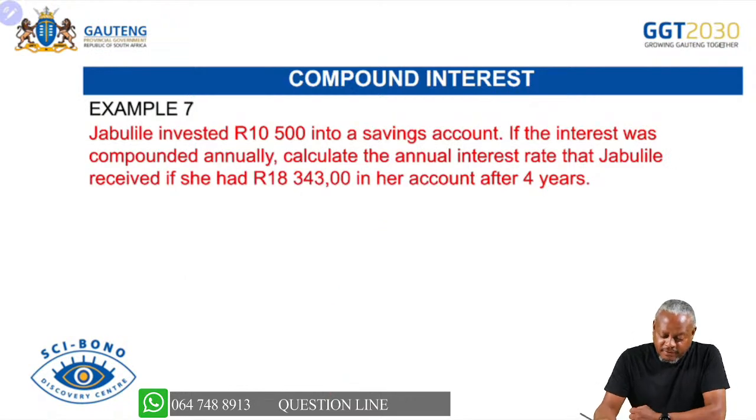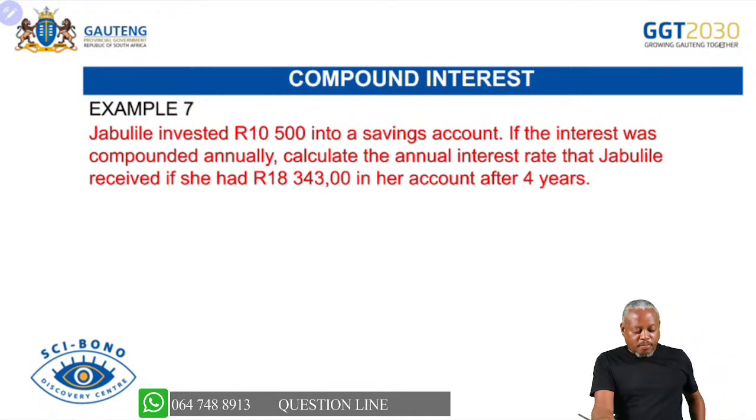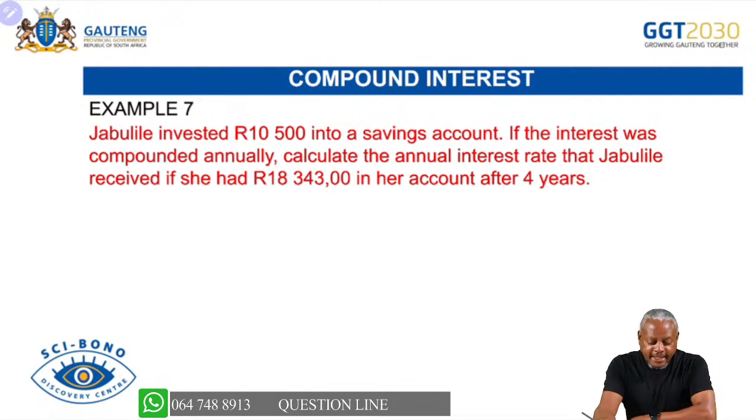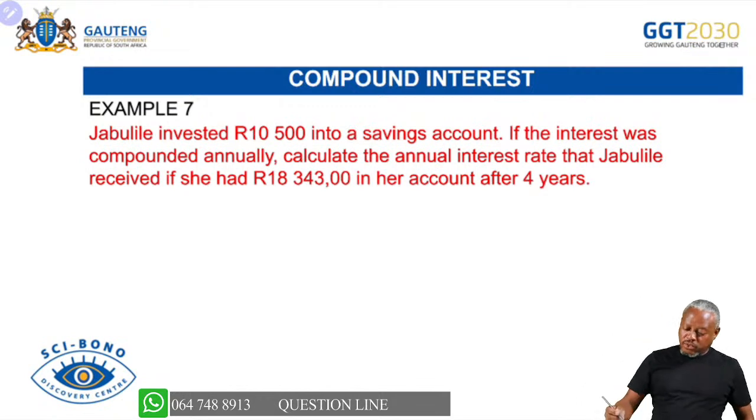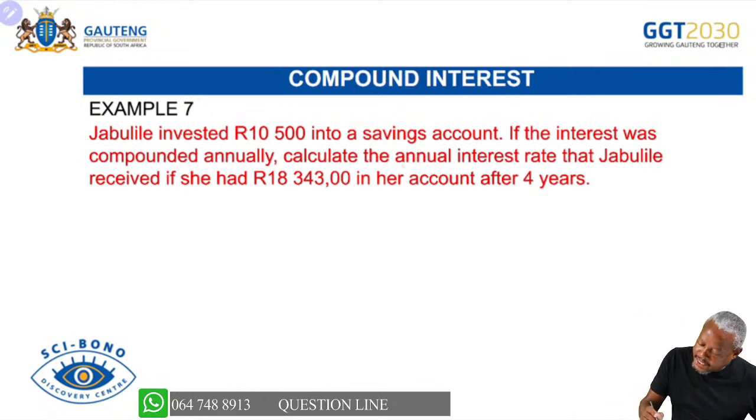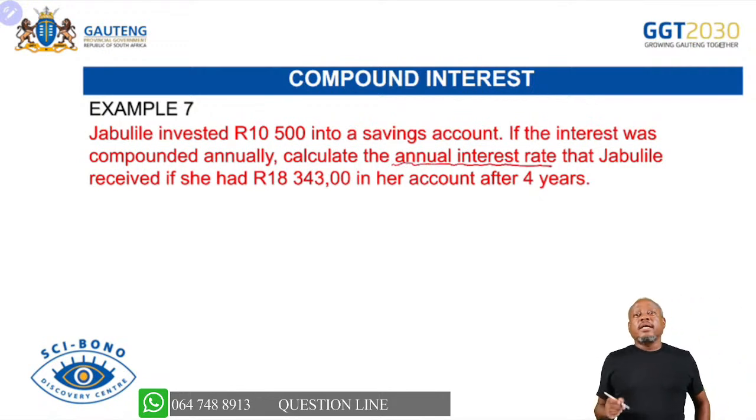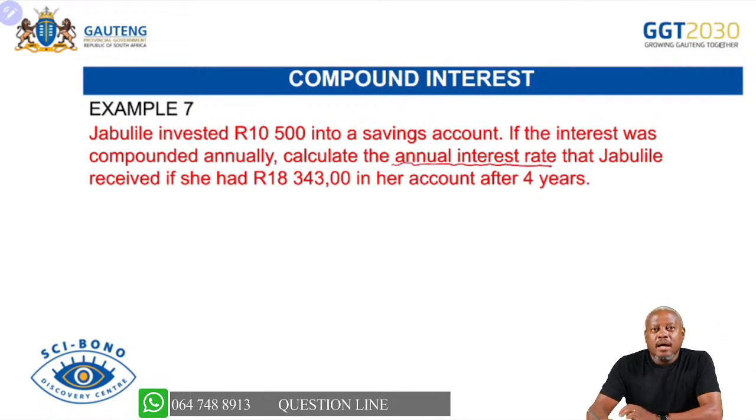WLA invested 50,500 into a savings account. If the interest was compounded annually, calculate the annual interest rate that WLA received if she had 18,343 in her account after 4 years. What we are being asked to calculate now is the annual interest. Like I said, you are not always going to be asked to calculate the accumulated amount, A.